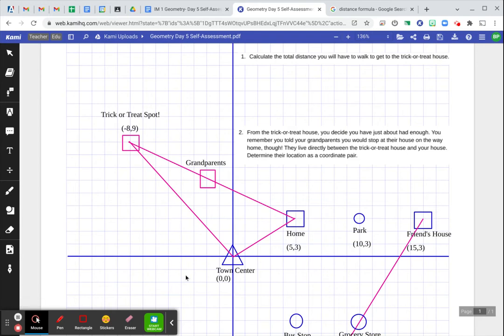All right, so what we want to determine first is the total distance you will have to walk to get to the trick-or-treat house from your house. So you're moving from your home here to town center first, and then from town center to the trick-or-treat spot. So what we're going to do first here is make a slope triangle, okay? This is one way you can find the distance between 2 points.